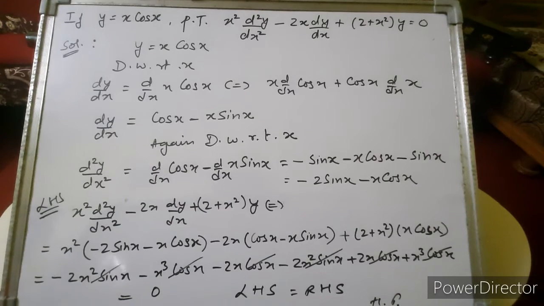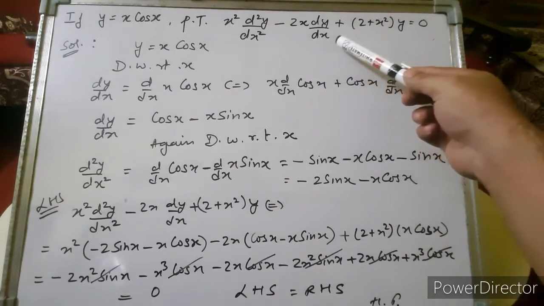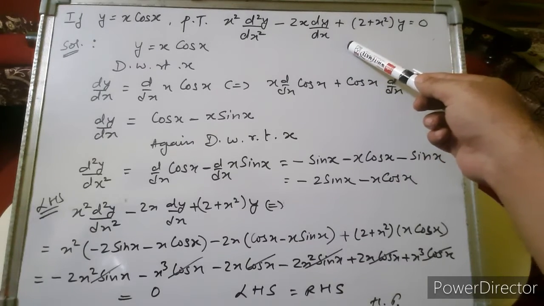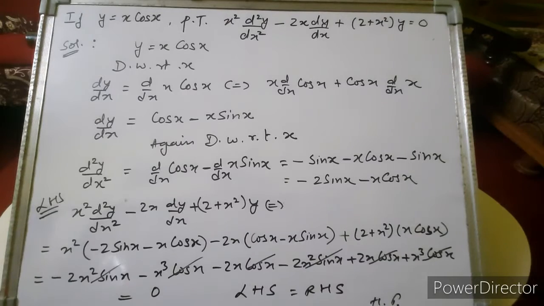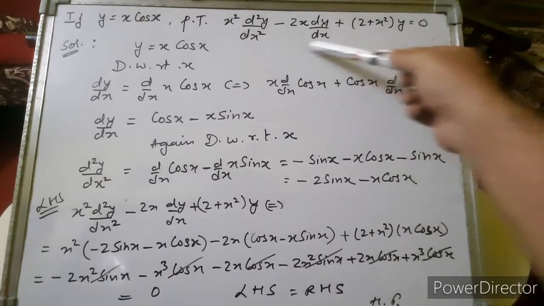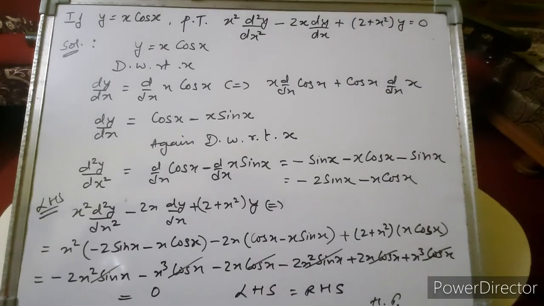Suppose take this problem. Here it is given that if y equals x cos x, then prove that x square d2y by dx2 minus 2x dy by dx plus (2 plus x square) into y equals 0. That means if the function y is x cos x, then we have to prove that the value of this whole term is 0. Let's see the solution, children.